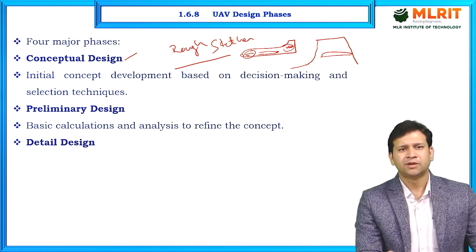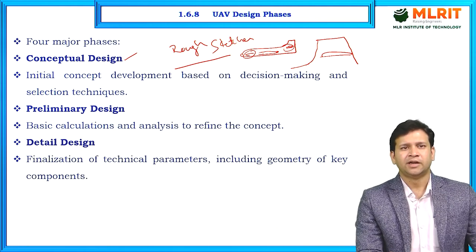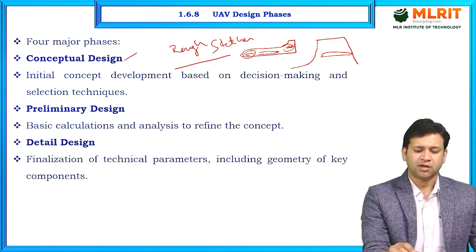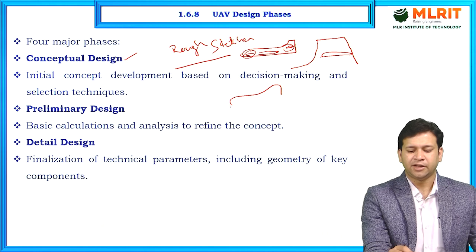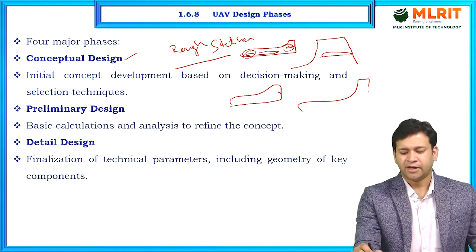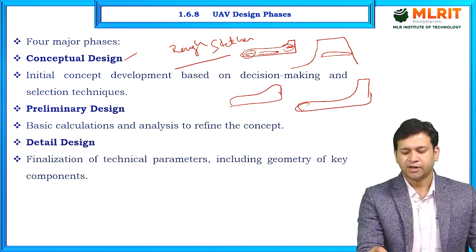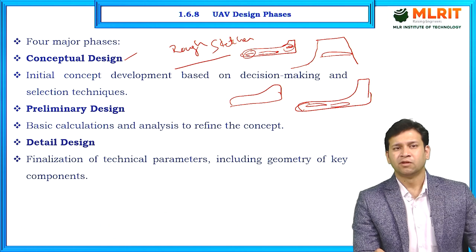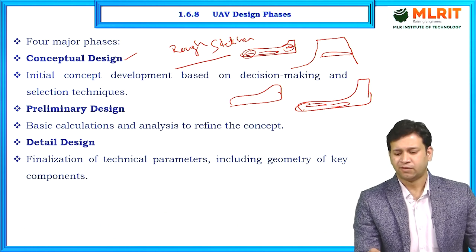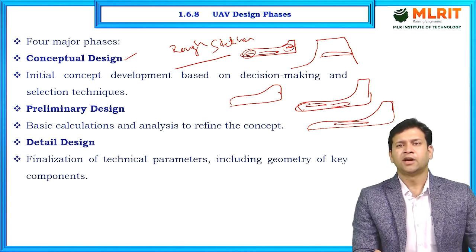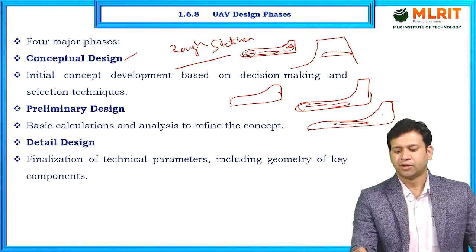Then we have the third phase, which is detailed design. It is a finalization of technical parameters, including geometry of key components. There are many examples existing in the literature which show that an aircraft was initially designed with a canard and a wing. When it came to the final fabrication model, the prototype model for testing, the canards were removed. There was only a wing with a proper tail section.